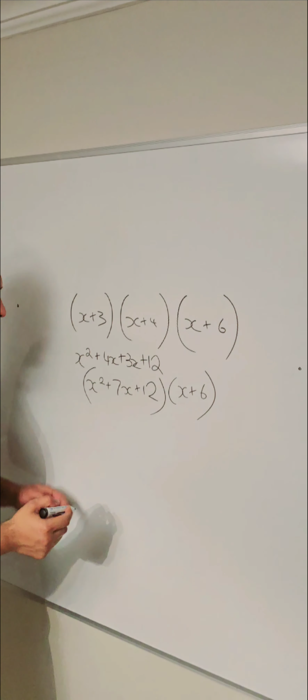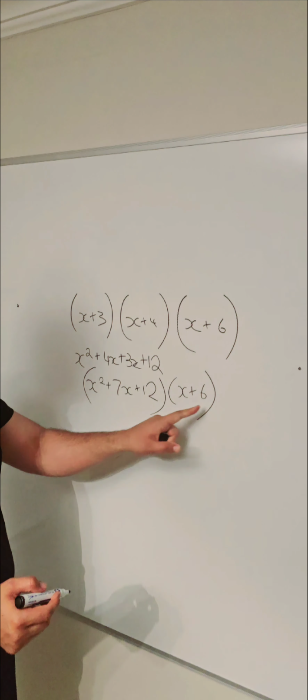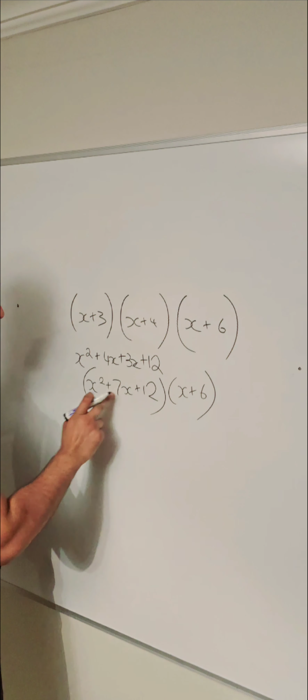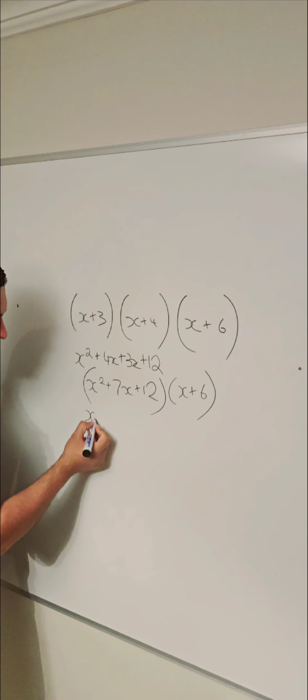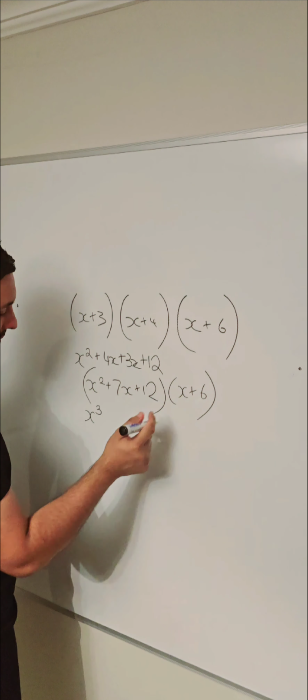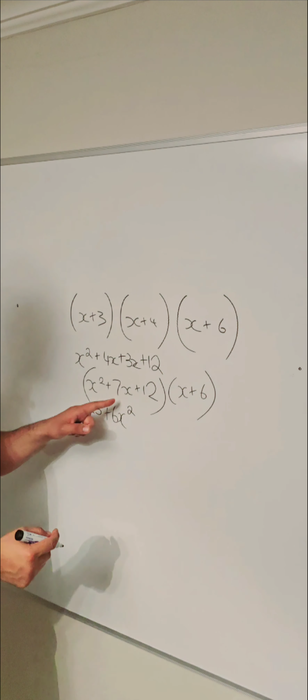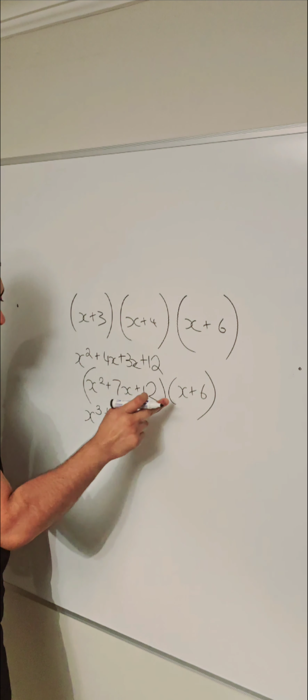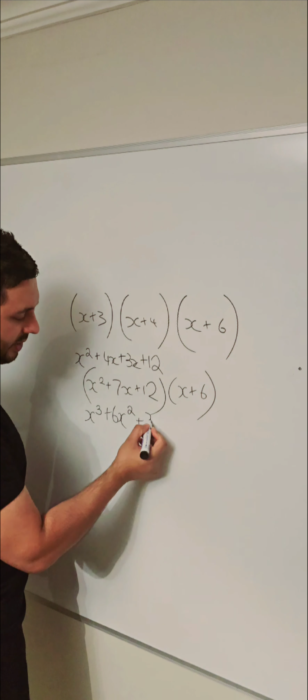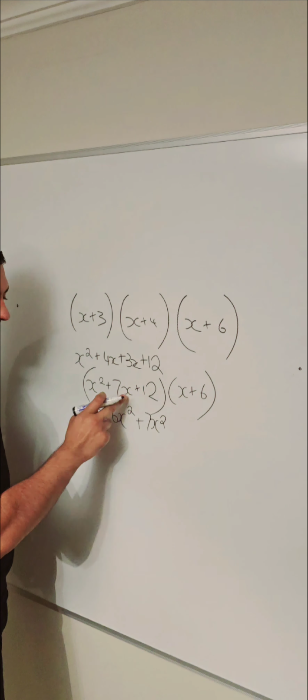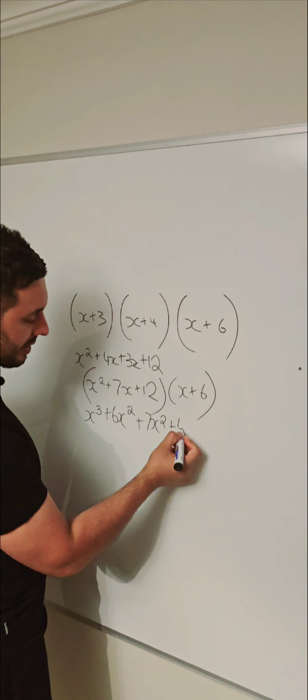Now we're going to multiply the x squared by each of these numbers in this bracket. X squared times x is x cubed. X squared times 6 is 6x squared. Now let's do the same for this 7x. The 7x multiplies by the x to give us 7x squared, and the 7x times 6 gives us 42x.